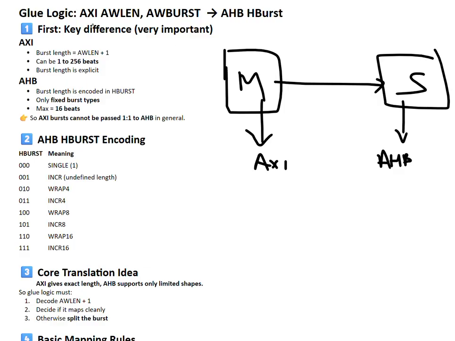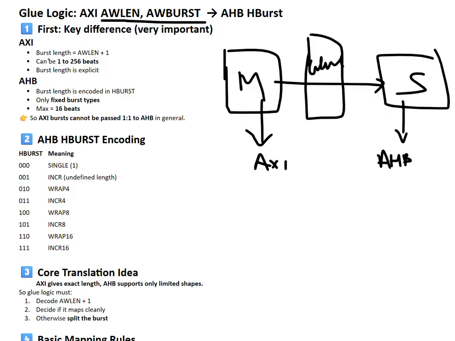So here we have taken the AW length and burst. In case of the AHB protocol, we just have the HBURST, which has this information combined together. The length information and the burst information is combined in the HBURST. So let us see what is the glue logic which is required to convert the information which is coming through the AXI protocol to the AHB protocol.